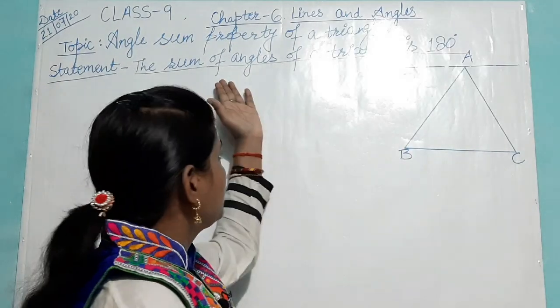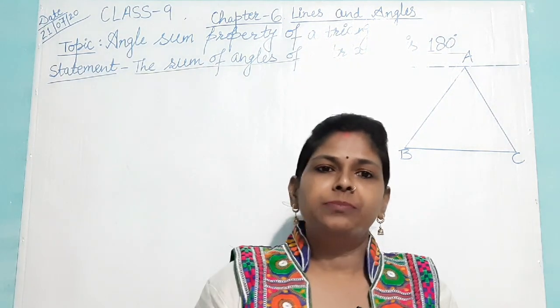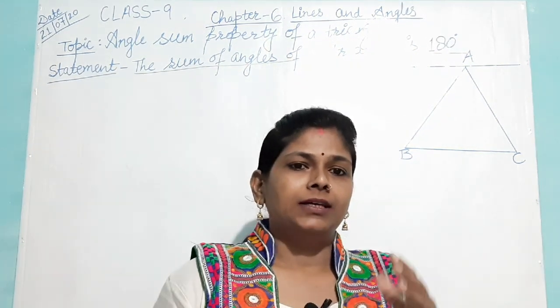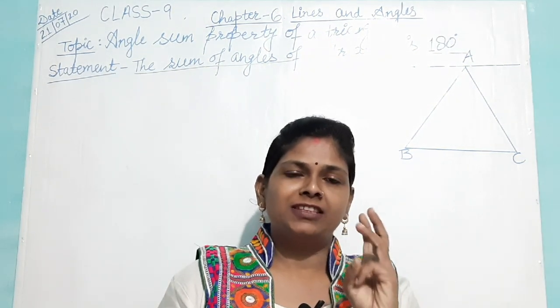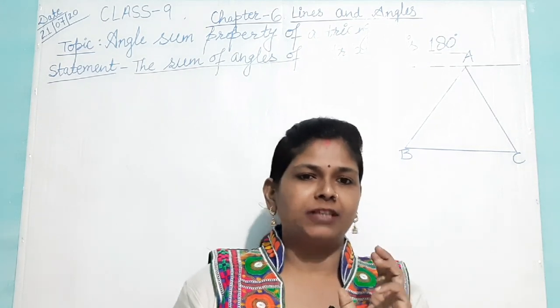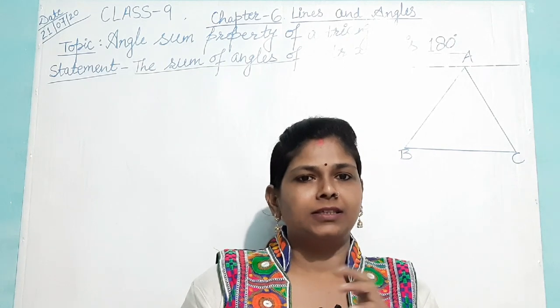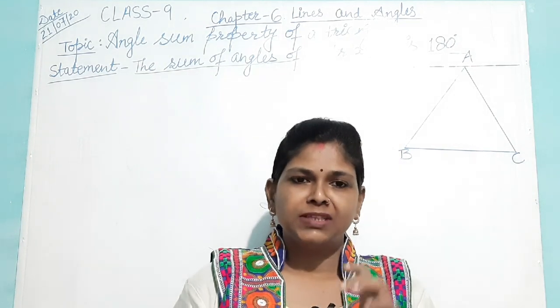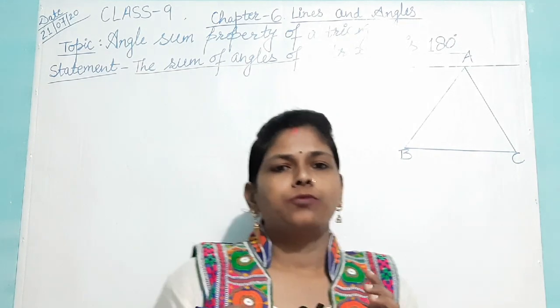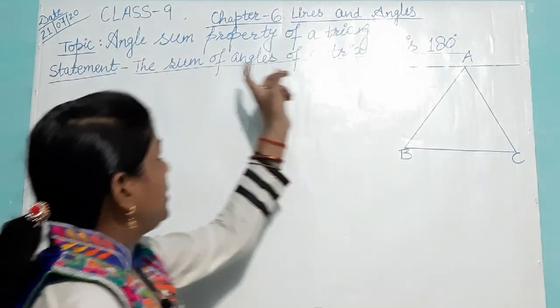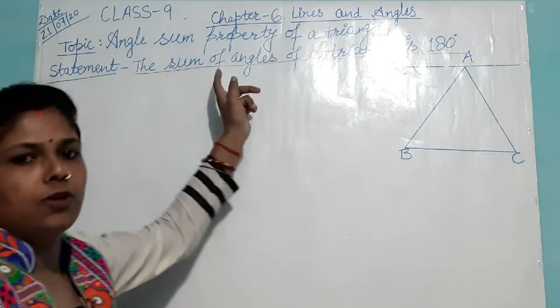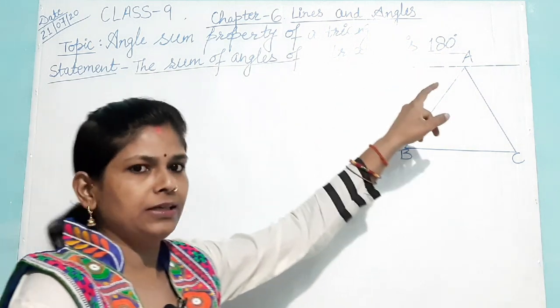The statement of the theorem is: there are three angles in each triangle, so the sum of all these three angles is 180 degrees. सभी तीनों एंगल का सम 180 डिग्री होता है. So the statement is, the sum of the angles of a triangle is 180 degrees.